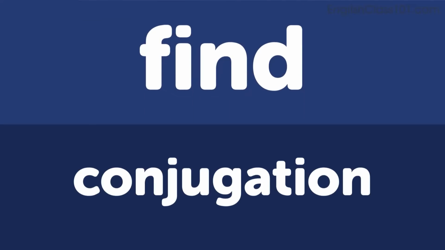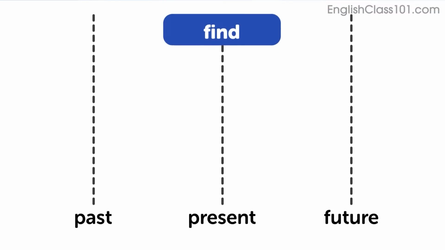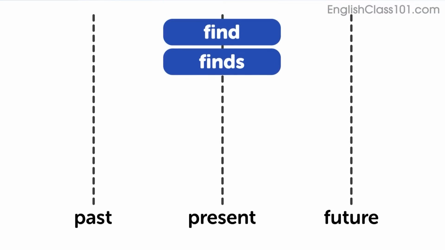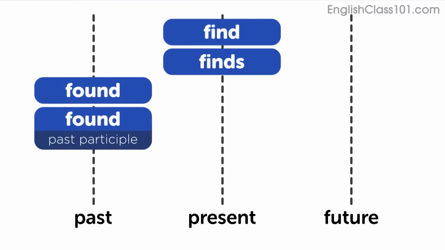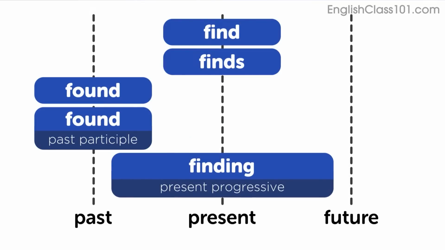Now let's look at the conjugations for this verb. Present, find, finds. Past, found. Past participle, found. Progressive, finding.